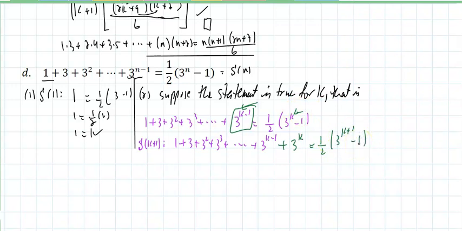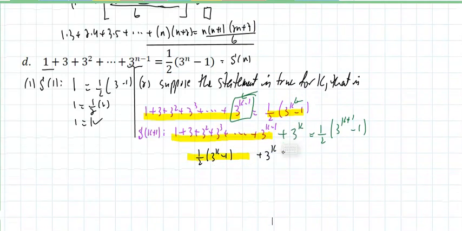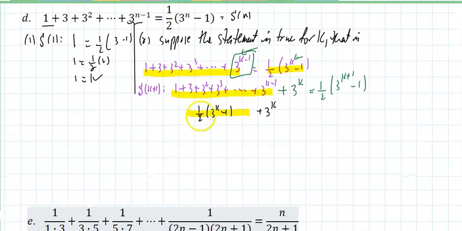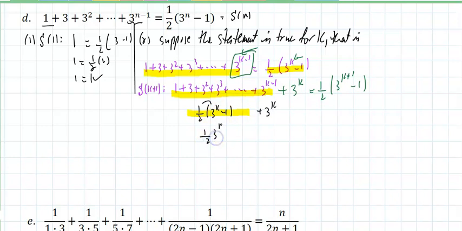There it is. My assumption is that this sum equals that. The purple part equals 1/2 (3^(k-1) + 3^k). Now here, this is going to be 1/2 times 3^(k-1) plus 3^k.